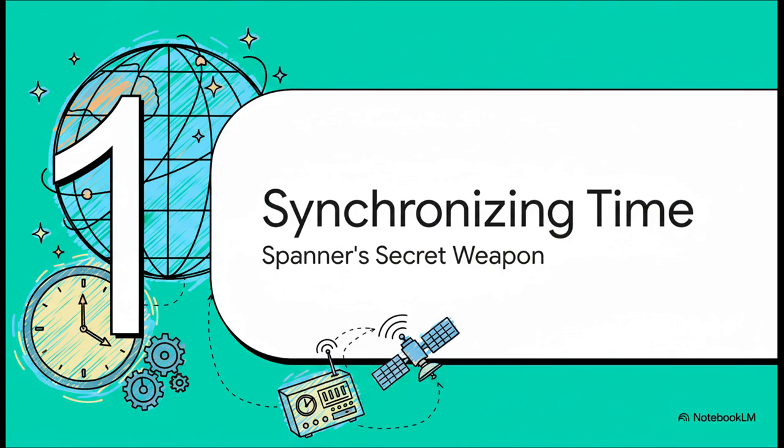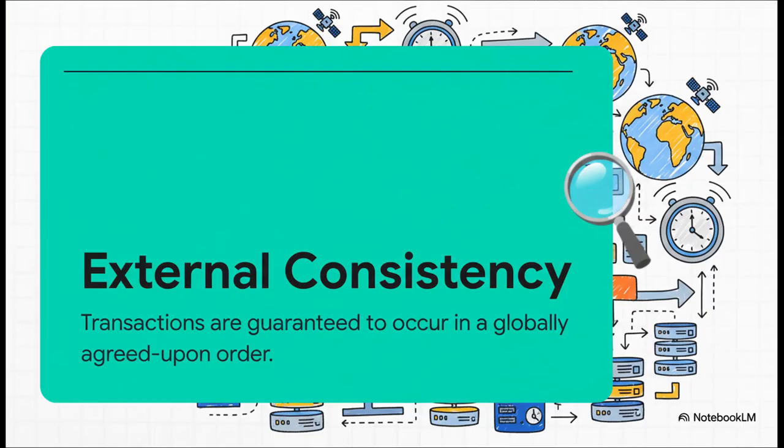This brings us to the core breakthrough, the absolute secret sauce that makes Spanner, well, Spanner. It all boils down to solving one of the hardest problems in computer science, synchronizing time. The ultimate goal was something called external consistency. Now, the idea itself sounds simple, but the implications are just mind-bending. It means that no matter where a transaction happens, New York, Tokyo, London, the entire system agrees on the exact order. It's as if one single, super powerful computer was handling everything one by one. But how on earth do you do that when your data centers are thousands of miles apart?